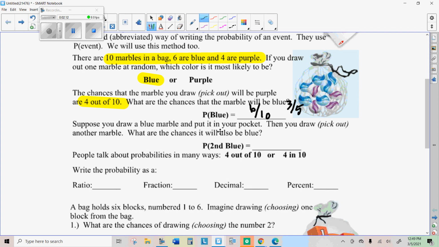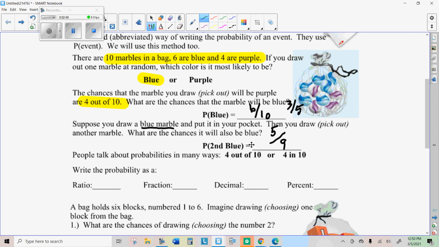Suppose you draw a marble and put it in your pocket. Then you pick out another marble. What are the chances it will also be blue? So you pick a blue marble, you put it in your pocket, and then you draw a second marble. Now, notice that in this situation, the total possibility changes to 9 because you're missing one blue marble. And since you know the one in your pocket is blue, that means there's only 5 blue left. So we would say the probability is now 5 out of 9.